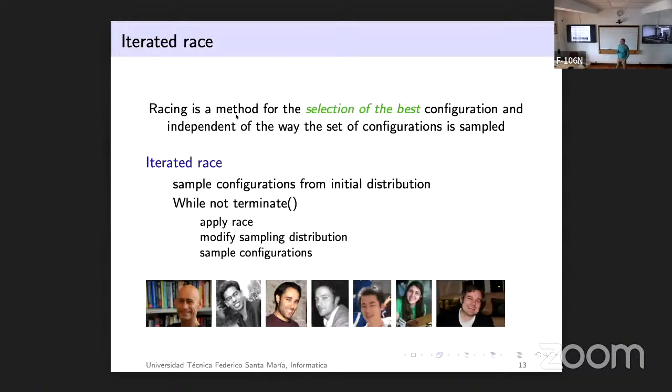This is for the selection of the best configuration, independent of the way the set of configurations is sampled. Because of this, we can simply make it iterated. So we sample configurations from an initial distribution, and while we do not terminate, we apply a race, modify the sampling distribution, and sample the configurations anew, and repeat this over and over, something like 8 times, 10 times.